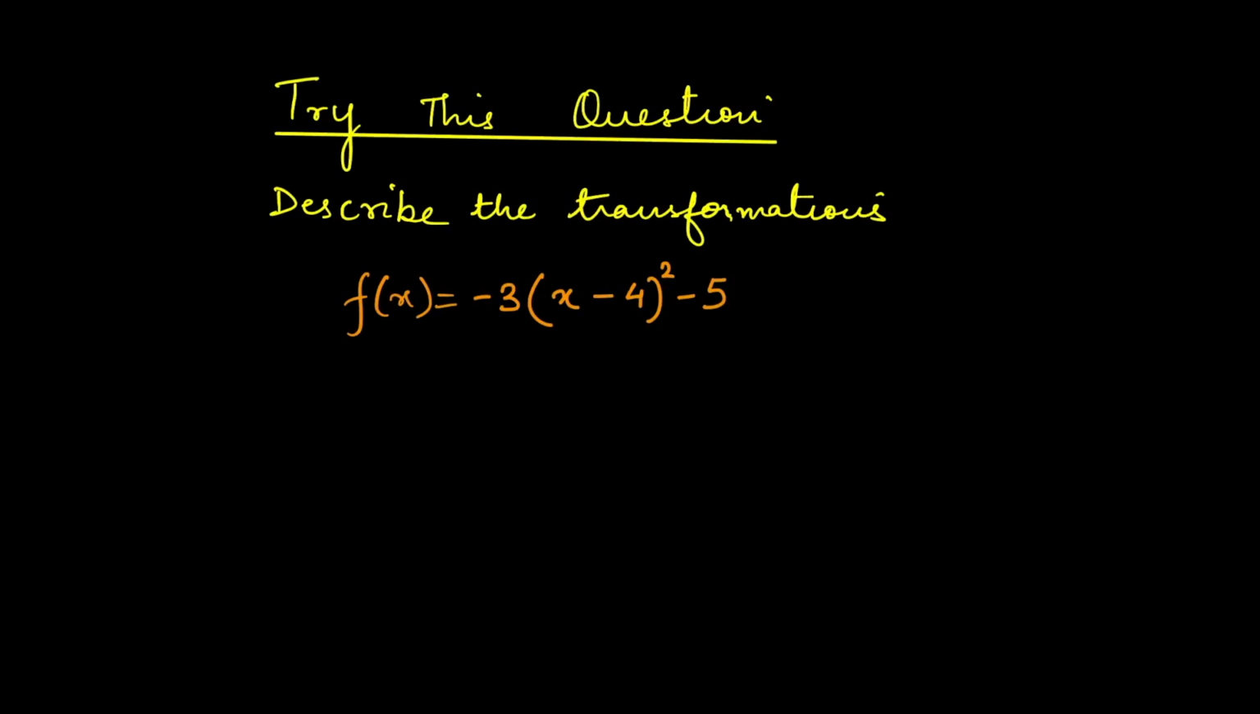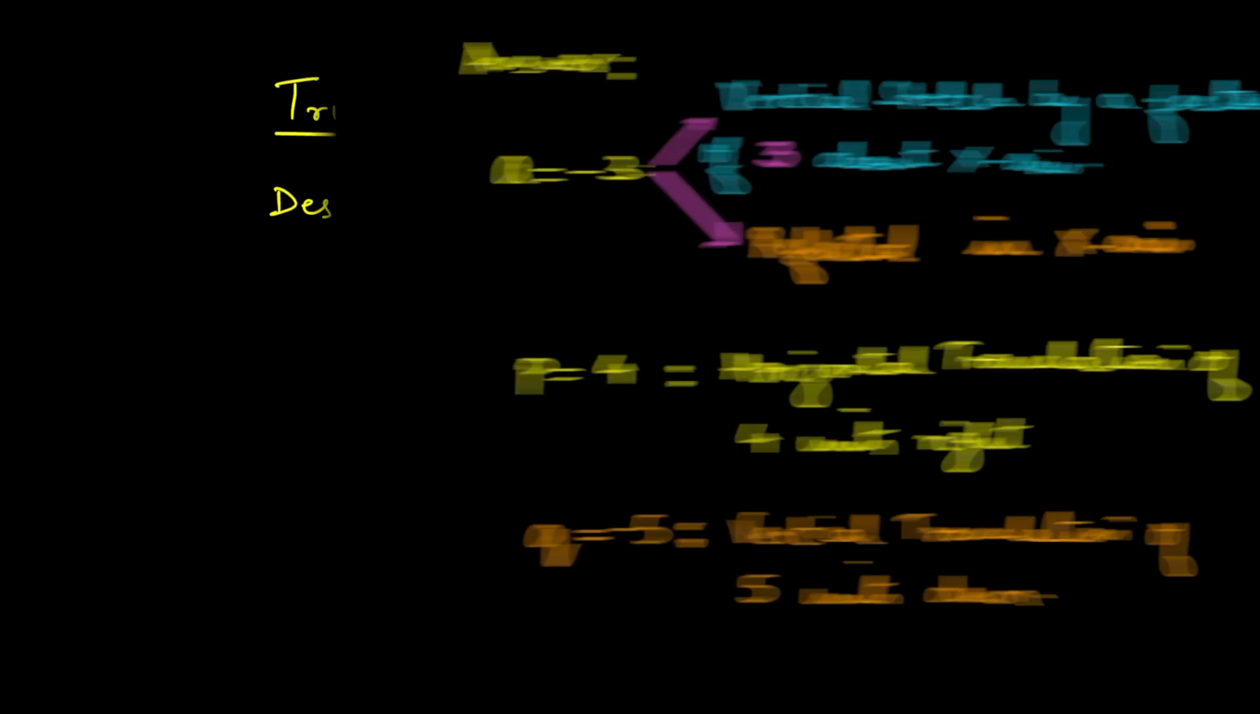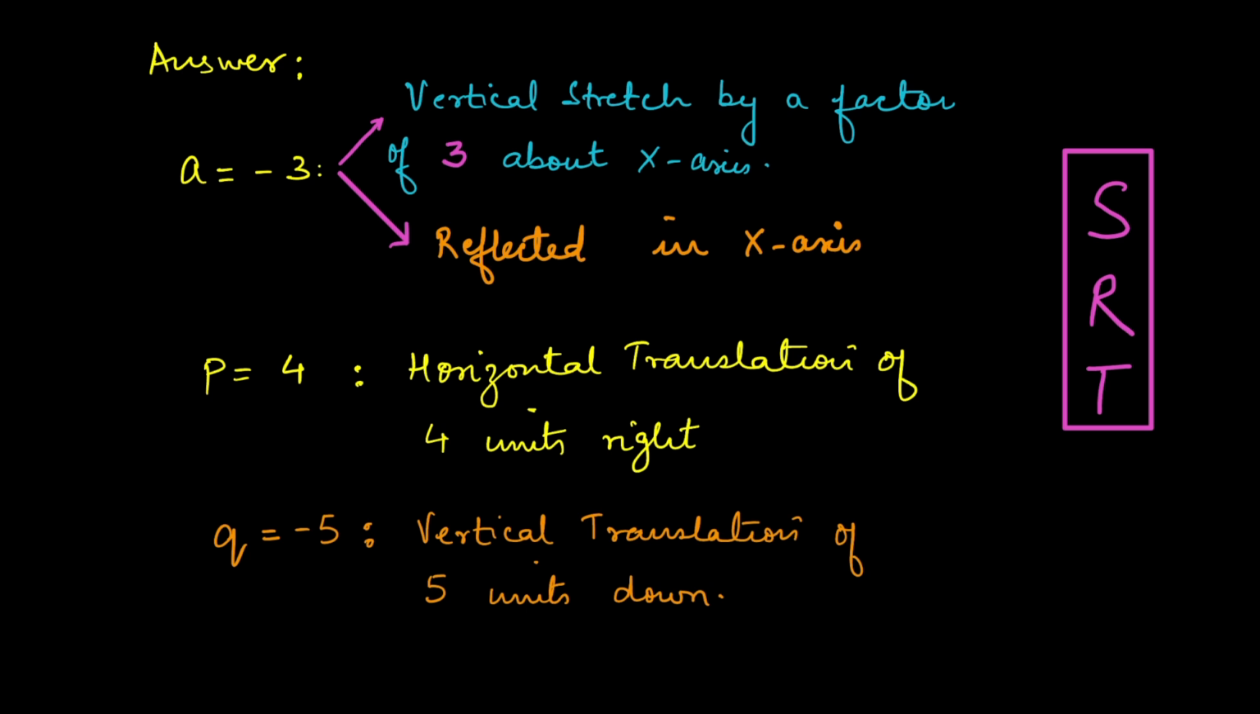So pause the video and try this question and then see the answer on the next slide. So see the answer here and then you can check it. So here you can see it is S, then since it is negative, so we have explained R, and then both of these are T.